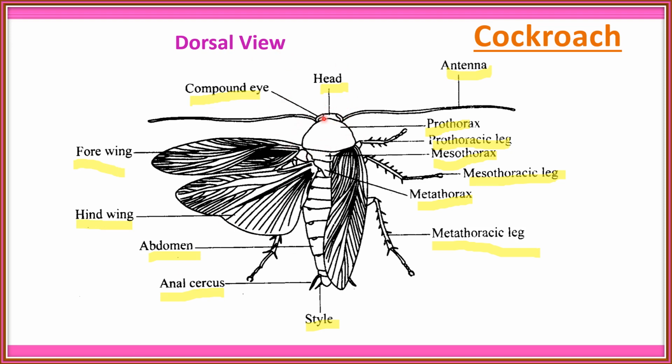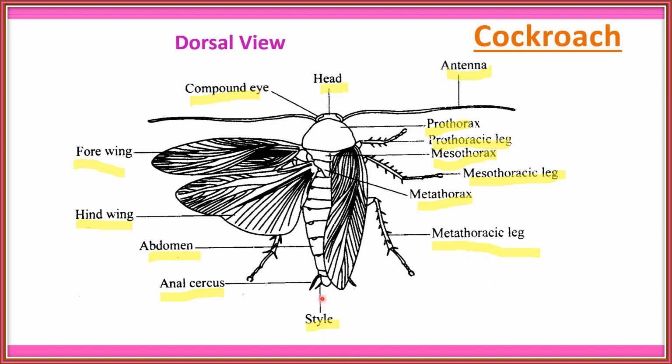On the head part, you will have the head and then the antennas, compound eyes. Then you have the first part of the thorax, which we call the prothorax. Second part, mesothorax. The third one is metathorax. Then each of these sections has got a pair of legs. The first pair of the legs is attached to the prothorax. It's called the prothoracic leg. The second one is attached to the mesothorax, which we call the mesothoracic leg. And the third pair is attached on the metathorax, which we call the metathoracic leg.